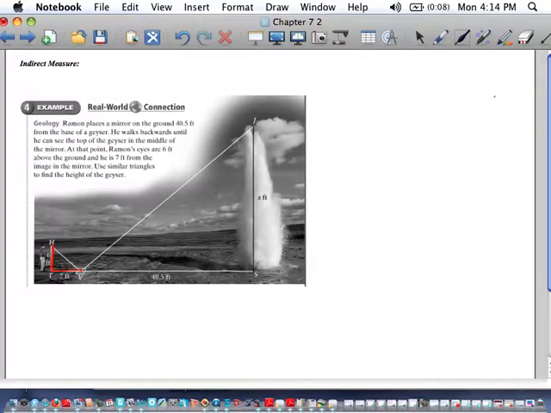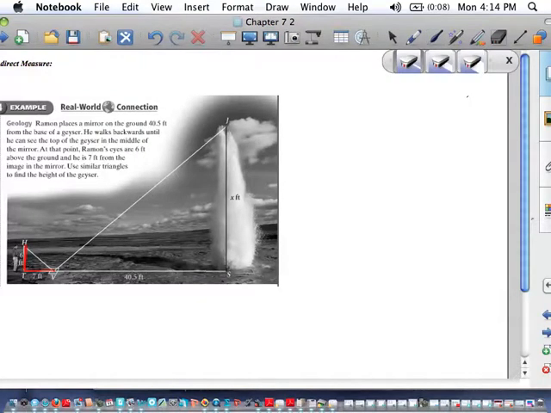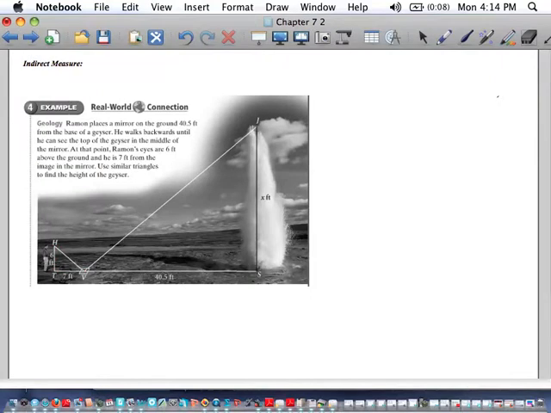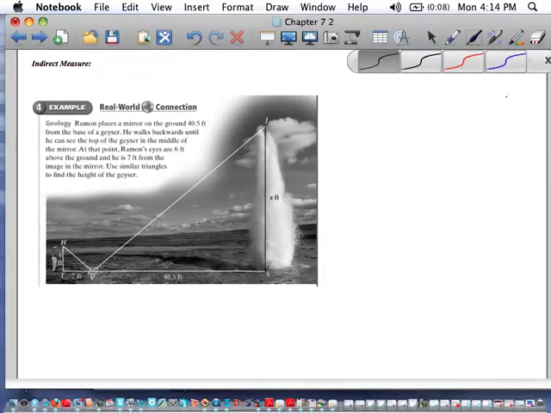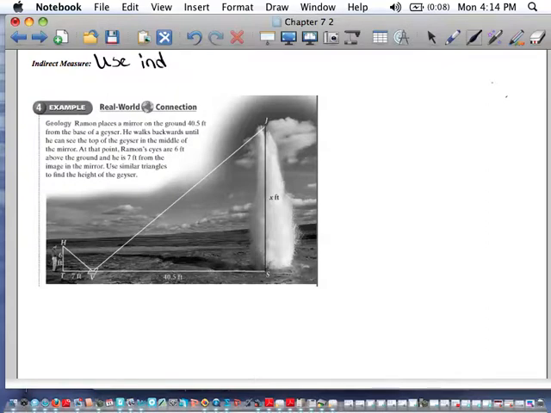Next is indirect measure. We use indirect measure when we need to find the length of something, but we can't measure it directly. So we use indirect measure to calculate a value we cannot measure.